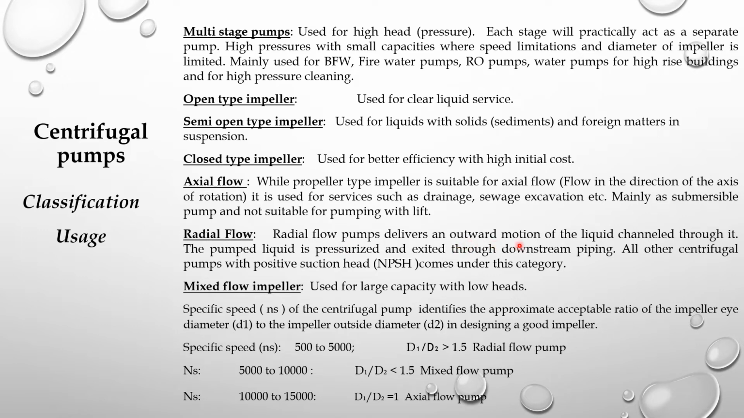Radial flow pump delivers an outward motion of the liquid channel through it. The pumped liquid is pressurized and exits through the downstream piping. All other centrifugal pumps with positive net positive suction head will come under this radial flow category. Mixed flow impeller is used for large capacity with low heads.